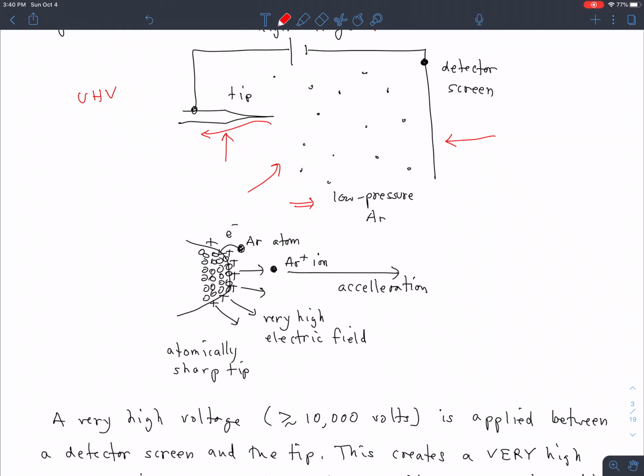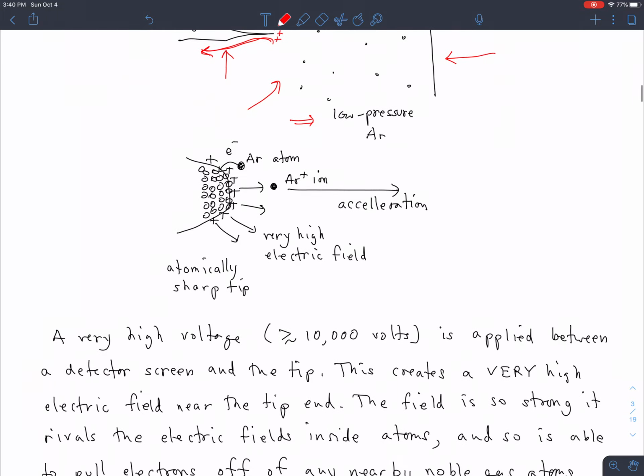So basically this end is positive. That means the electrons get pulled away, and that leaves a very high positive charge right at the end of the tip. So there's a positive charge on the end of the tip here. And because the tip is very sharp and very small, that makes a huge electric field right in the neighborhood of the tip. That electric field is so high that it's capable of pulling electrons off of the argon atoms. And that leaves the argon atoms positively charged momentarily.